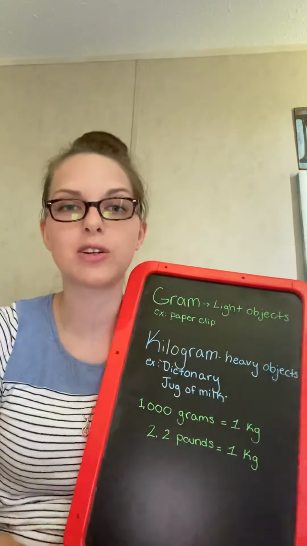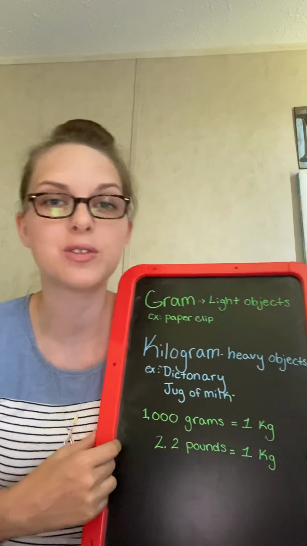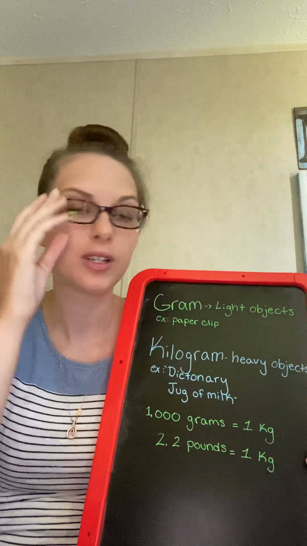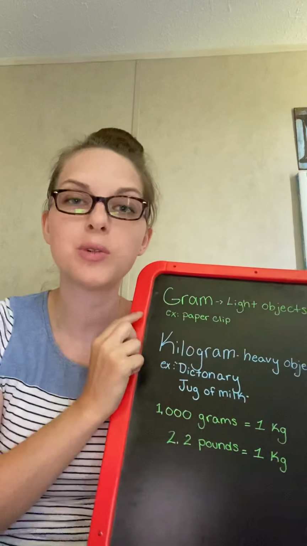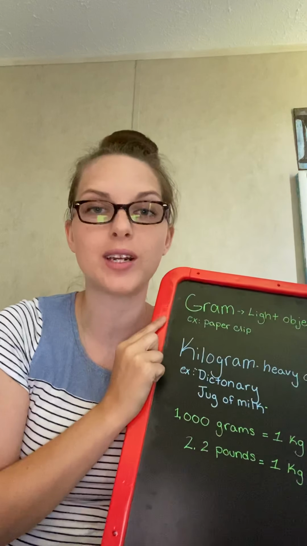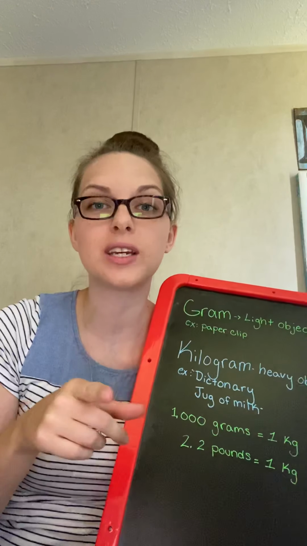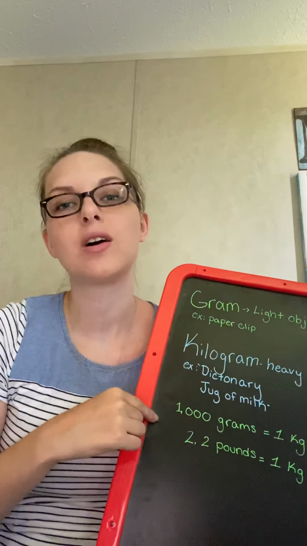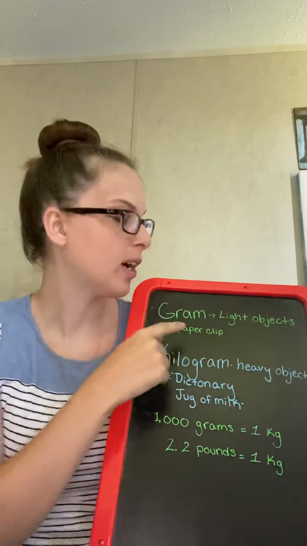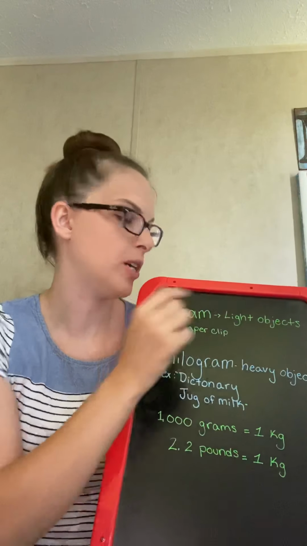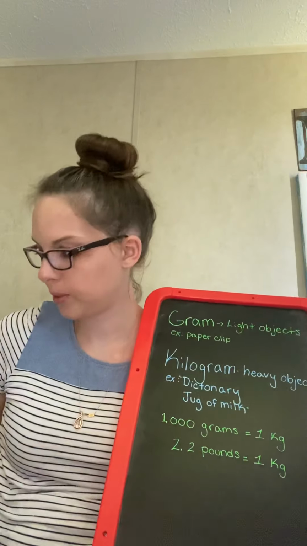So let's look at our anchor chart. Everybody pull it up on your computer so you can read along. So remember, we have grams. Can someone tell me what type of objects would be weighed in grams? Would it be light or would it be heavy? What do you think? That's right, Blaze. Grams would be light objects, something like a paper clip.